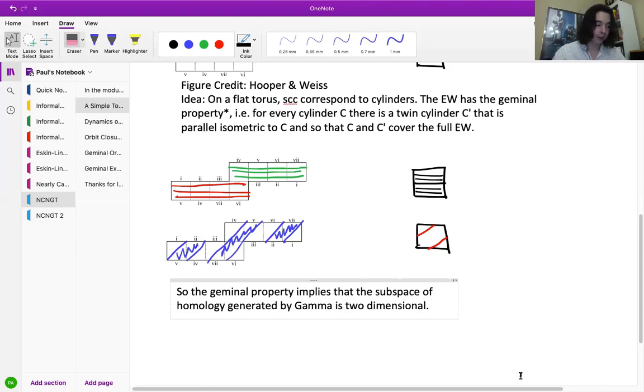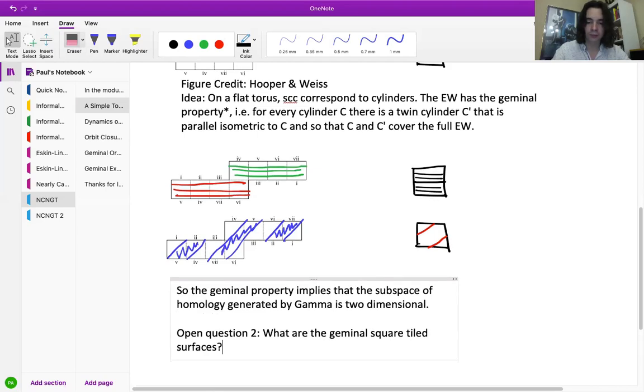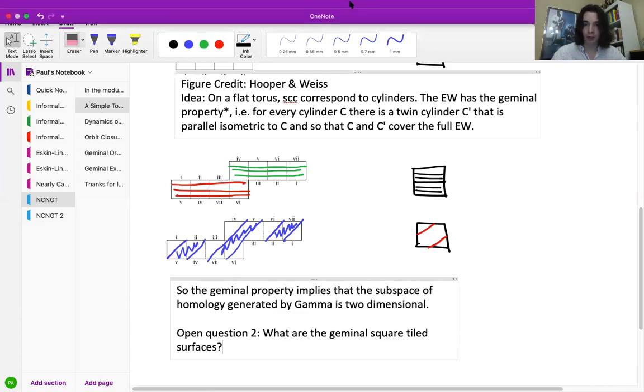Okay, so I want to end this first section with an open question. So open question 2, what are the geminal square-tiled surfaces? Okay, so that's a fully open question just using what we've discussed here, and hopefully this discussion of what it means for a square-tiled surface to be geminal will motivate what is going to come in the remainder of the talk.